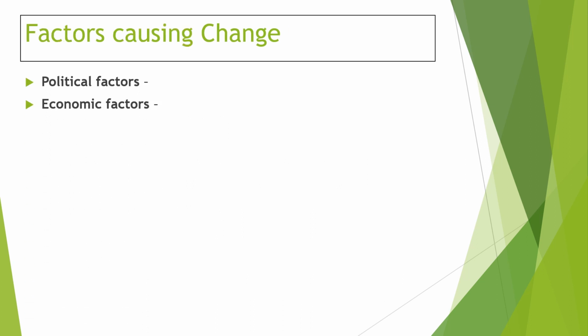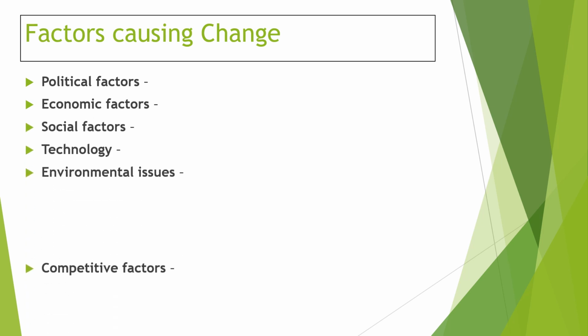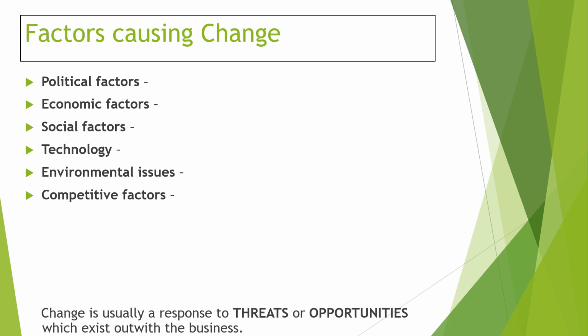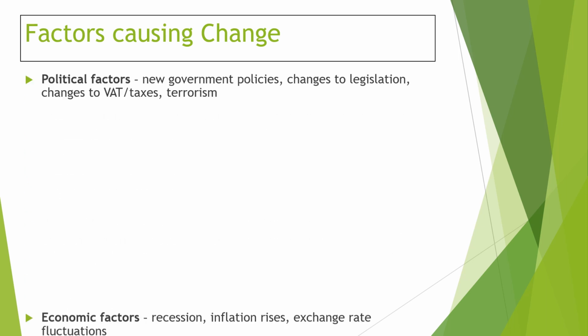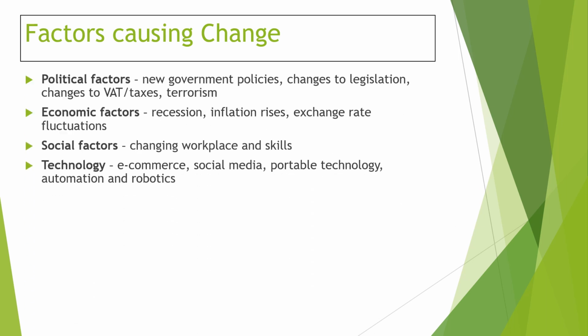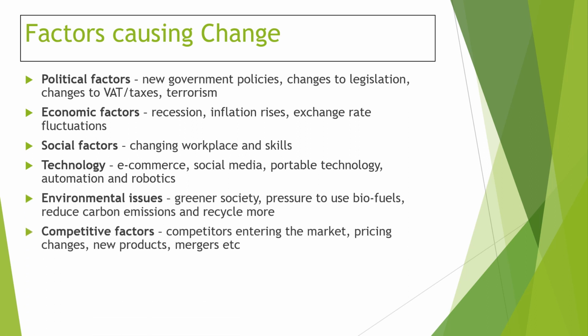In this next slide, you will see that we have all our external factors. And these are predominantly the factors that cause change. Change is usually a response to threats or opportunities which exist outwith a business. Now, we're not saying that change can't happen internally. It might be you've got a change of management and the organisation has to change in certain ways, but these are the main ways in which a business has to change because of our external factors. So our political factors: economic, social, technological, environmental and competitive. These are just ways in which businesses can change externally, and you will be familiar with all of these through your higher course.